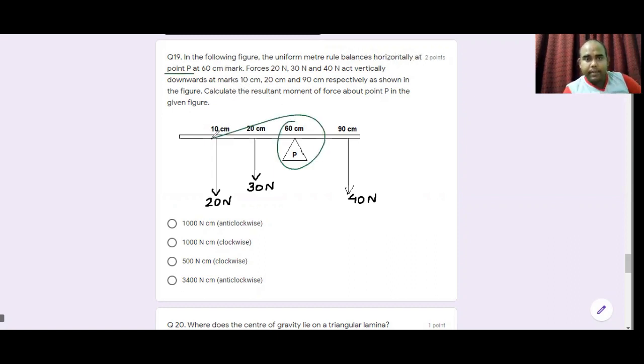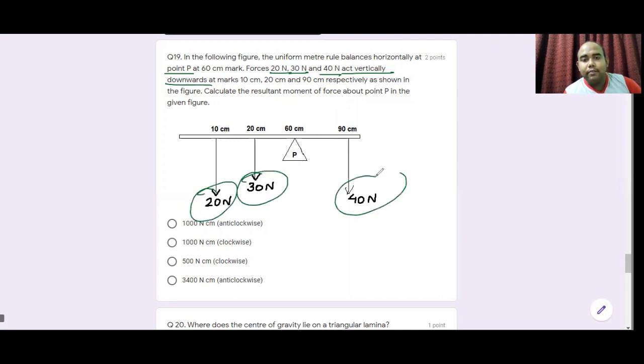P पर बैलेंस्ड है. P किस मार्क पे है? At 60 centimeter mark. हमारे फिगर में भी दिख रहा है, P is at 60 centimeter mark. Now there are three forces. You see 20 Newton, 30 Newton and 40 Newton act vertically downwards. You can see in the figure 20 Newton, 30 Newton and 40 Newton.